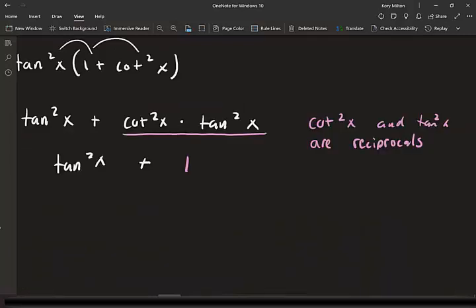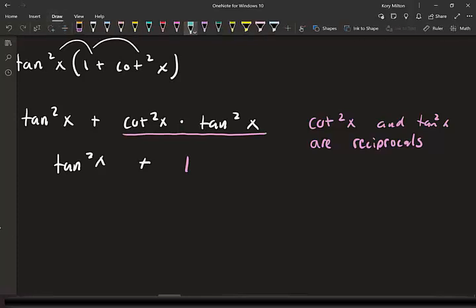So yes, you are going to have to know things like that. You're going to have to be able to come up with those identities kind of out of thin air. But they're not out of thin air. It's recognizing them when you see them. So we know tangent squared x plus 1 is the same thing as secant squared x. So we're going to switch this to secant squared x.